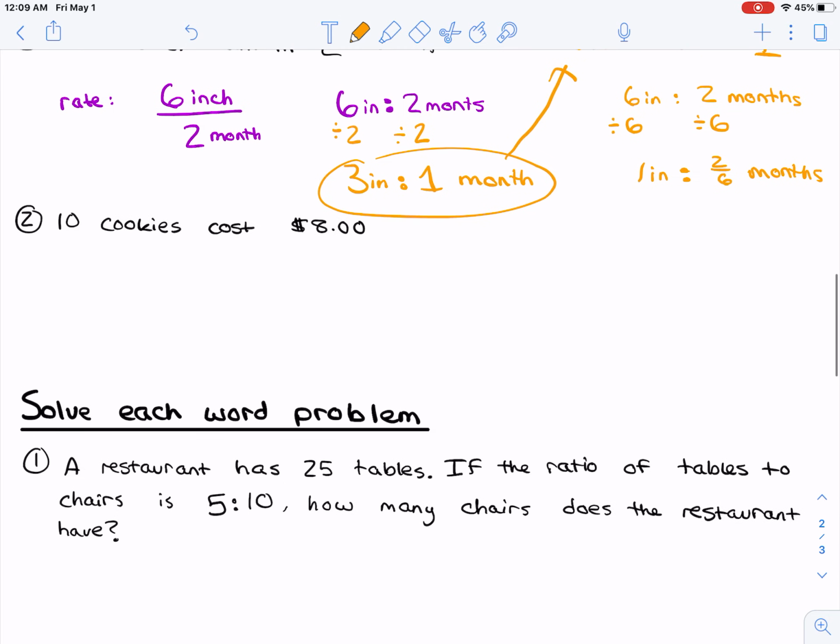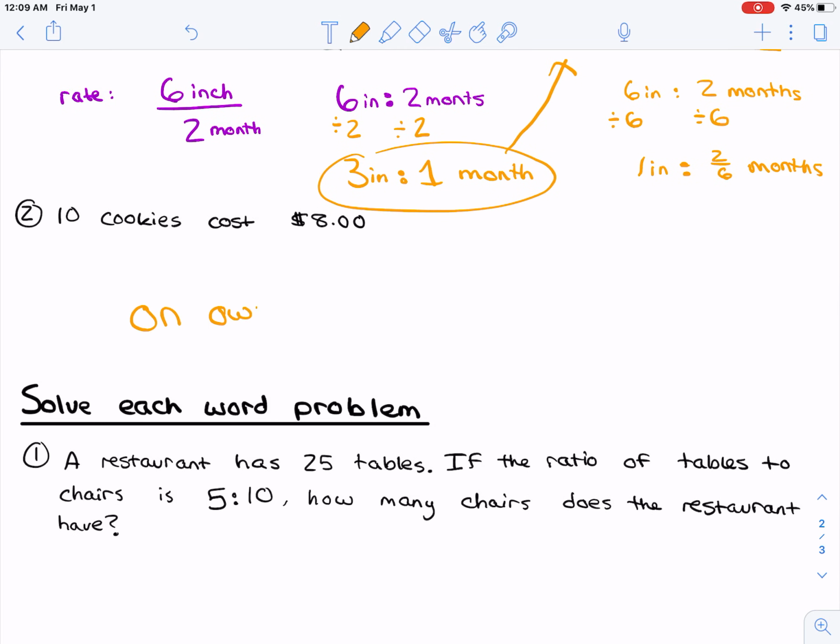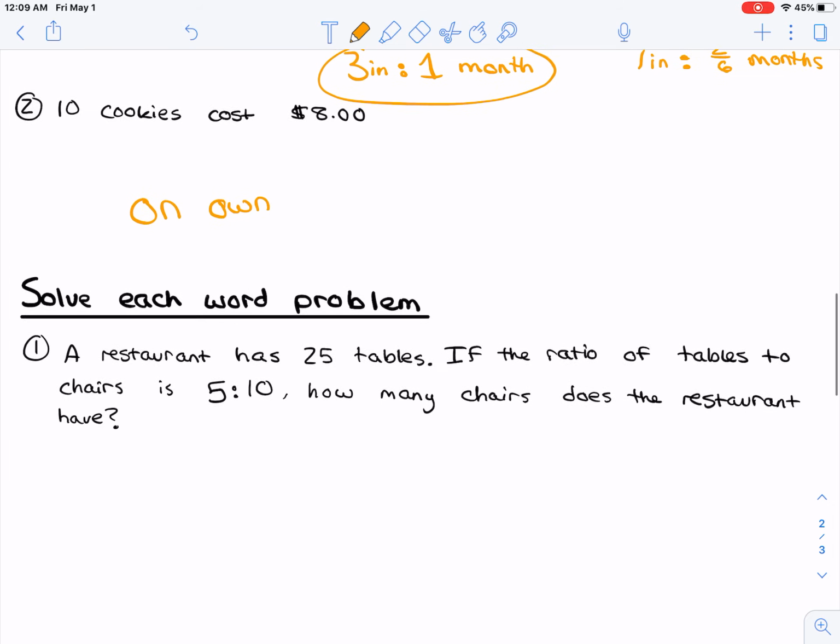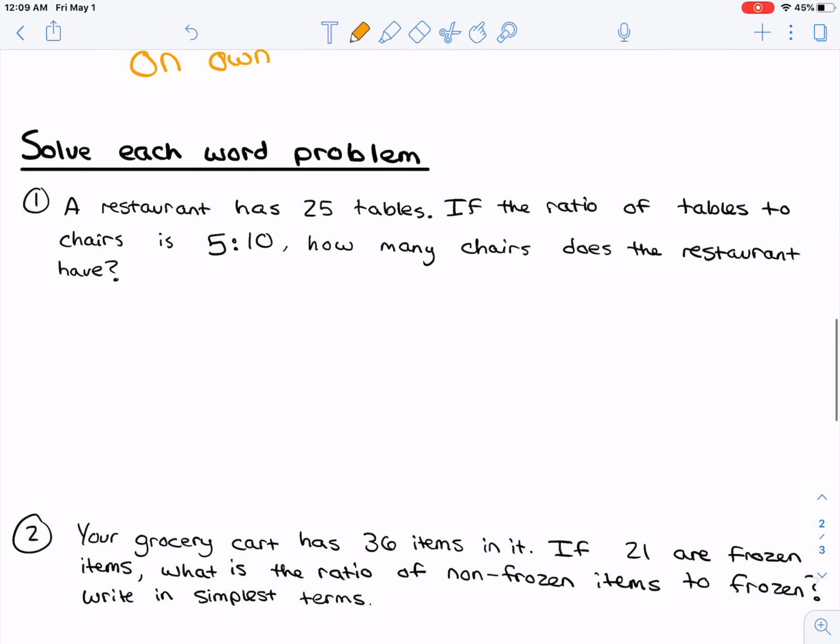So I'm going to say you do number 10 on your own, and then I will go ahead and check that, and we're going to do these last 2 together here.